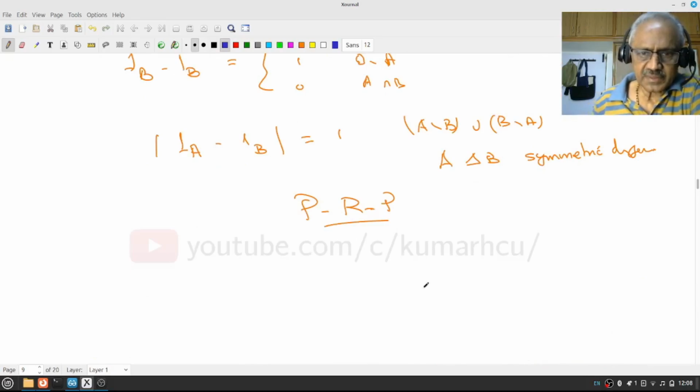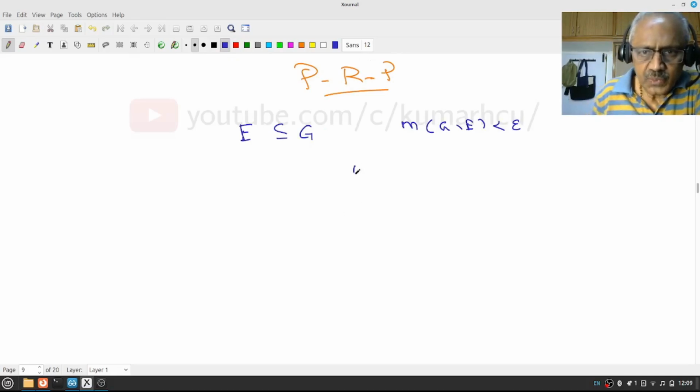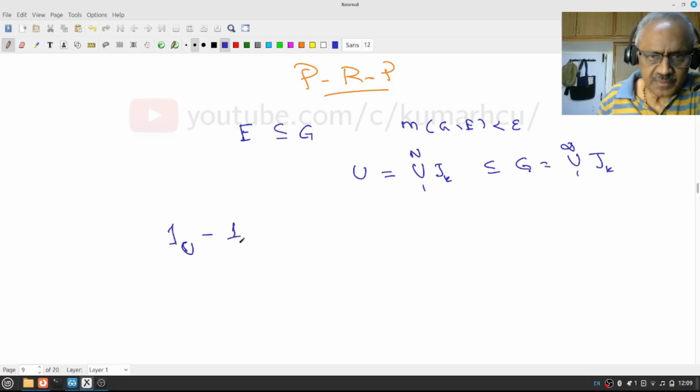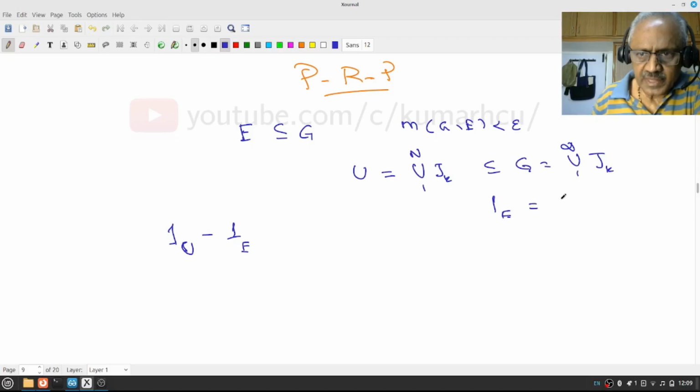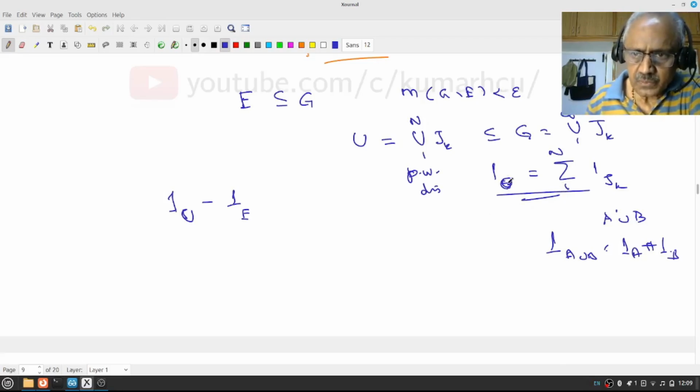Okay. Now let's go back to our thing. So I have E, which is contained in G, and G minus E has measure less than epsilon, right? My U is equal to the union of J_k, k equal to 1 to n, which is contained in G, which is the union over 1 to infinity of J_k, right? Now I am looking at the indicator function of U minus that of E. And I_U is by definition the sum of the indicator functions of J_k, because these are all pairwise disjoint. That we had already seen. If A union B is pairwise disjoint, I of A union B is nothing else than the indicator function of A plus the indicator function of B. Okay, this is already known. Therefore, this follows, sum from 1 to n.